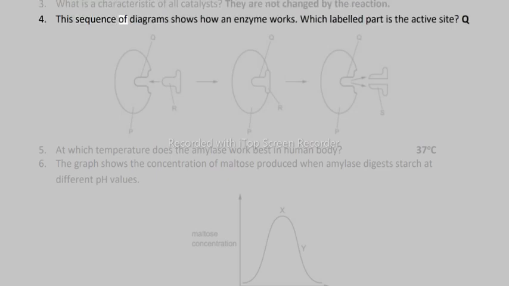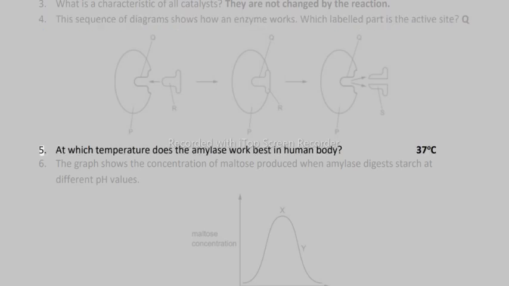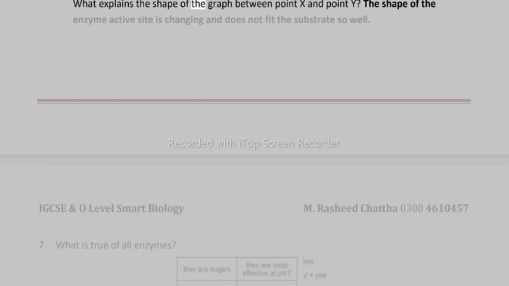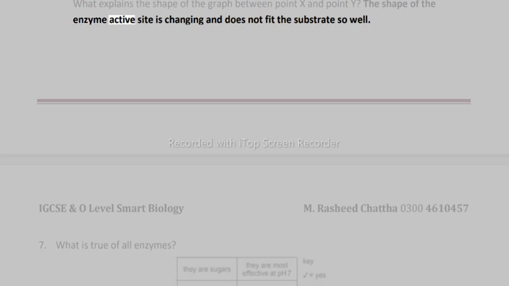4. This sequence of diagrams shows how an enzyme works. Which labeled part is the active site? Q. 5. At which temperature does the amylase work best in the human body? 37°C. 6. The graph shows the concentration of maltose produced when amylase digests starch at different pH values. What explains the shape of the graph between point X and point Y? The shape of the enzyme active site is changing and does not fit the substrate so well.